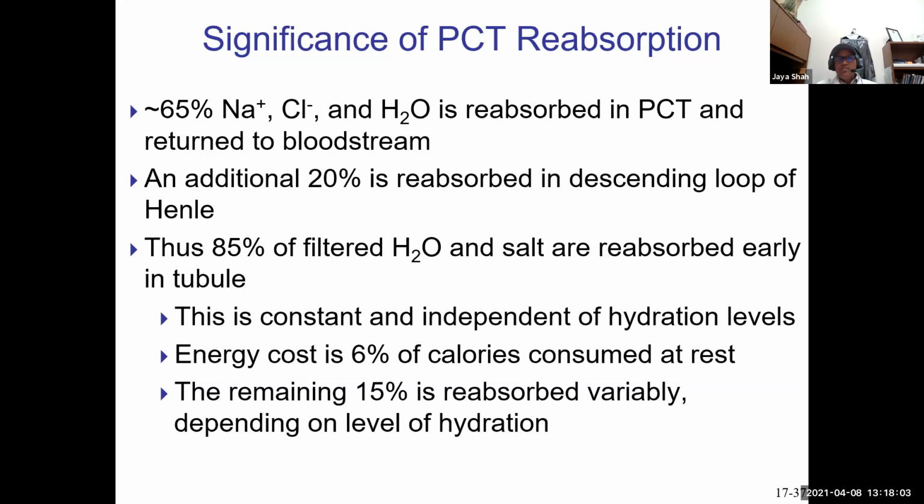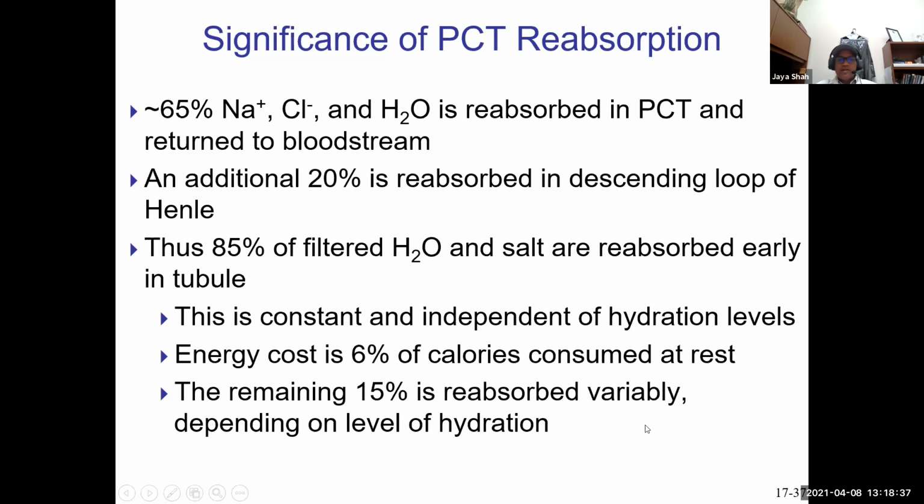And this mechanism is constant. Doesn't matter how much party you had, how much alcohol you have drunk, how much water you have drunk, or how long you are dehydrated. No matter what you filter, 85% of the filtrate must go inside your blood vessel by the end of the loop. Okay, this is constant and independent of hydration level. And to do this, you need energy.